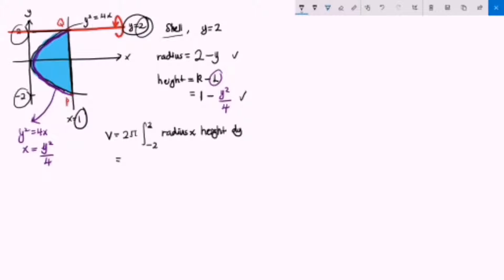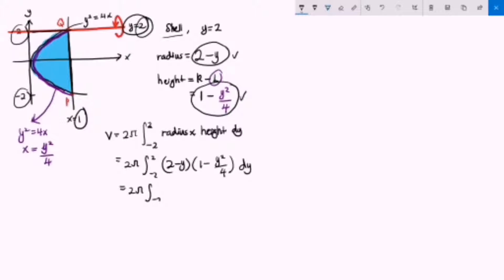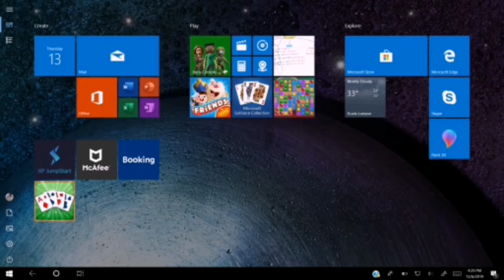So we can now substitute the functions. The radius is given by 2 minus y, put it in brackets, multiplied by the height, which is 1 minus y squared over 4, dy. And then we have to simplify this function before we integrate it, all right? So we'll get 2 minus y squared over 2 minus y plus y to the power of 3 over 4, dy. All right, and then we perform the integration, and then we get the final answer. Thank you.